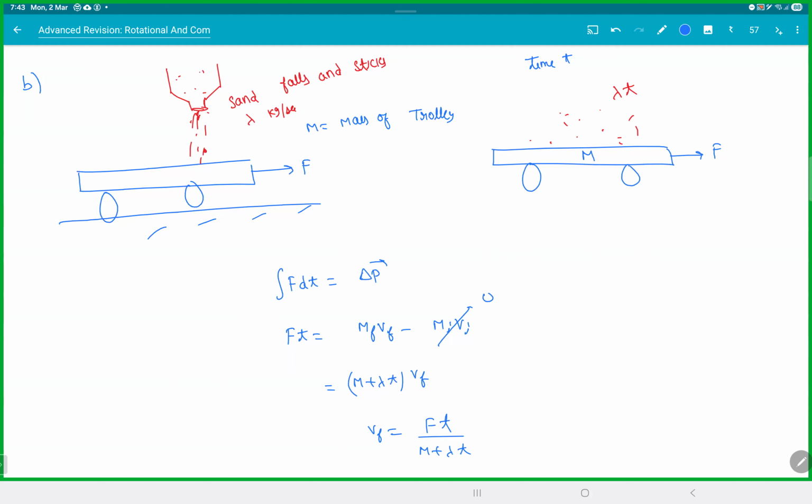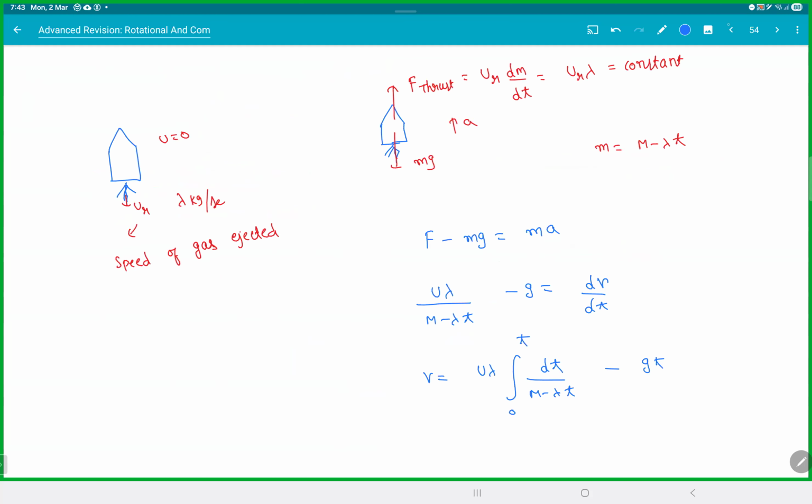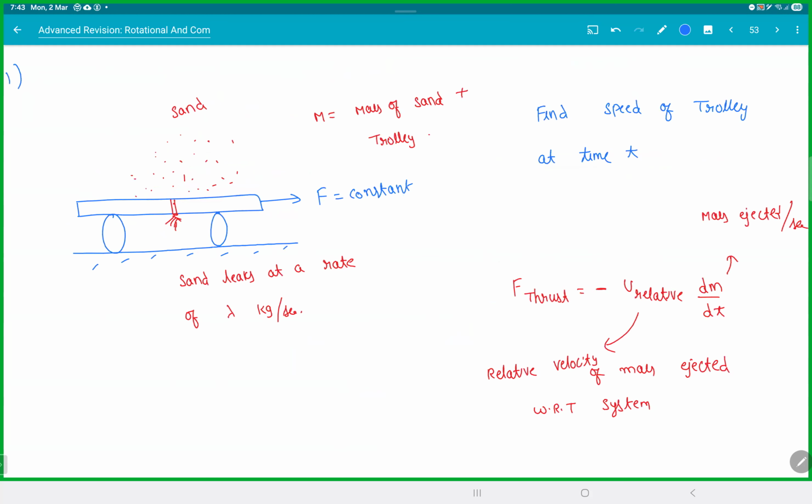So my question is, why couldn't you do this for this scenario? When the sand is leaking, why couldn't you do that? Why couldn't you say that F into t is the change in momentum? Why couldn't I say here integral F dt is change in momentum? Meaning I can say it, but why can't I solve with that?